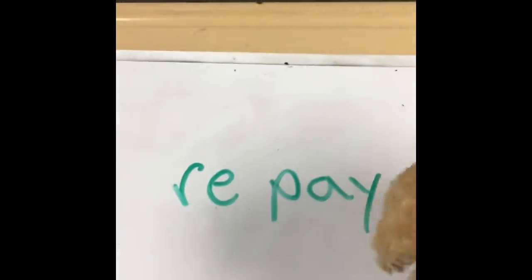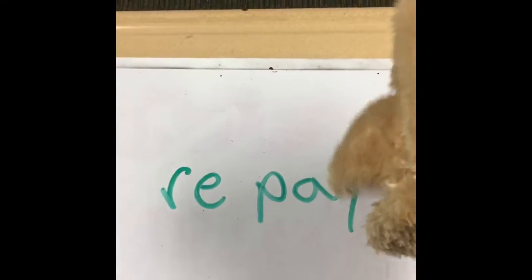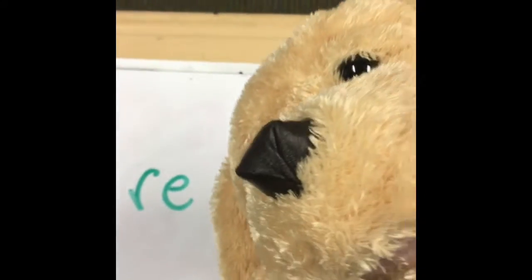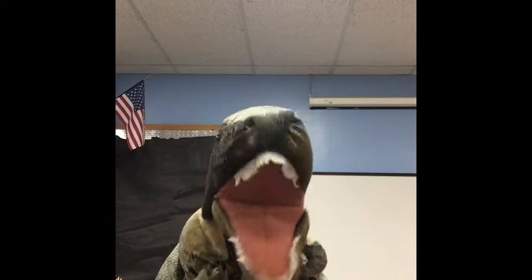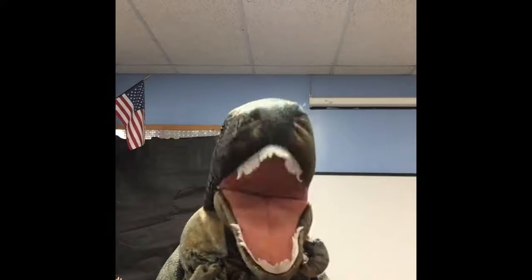So remember, a prefix is at the beginning of a word and it changes the meaning of the word. And we've gone over two prefixes, re and un. And un means opposite or not. And re means to do all over again. Very nice work, Reggie, with all that detail about prefixes. Remember, guys, a prefix is found at the beginning of a word.